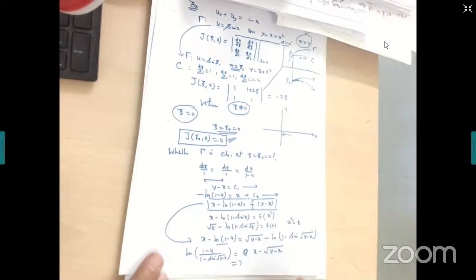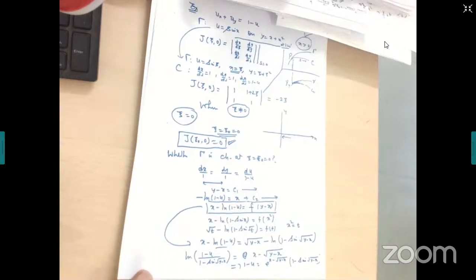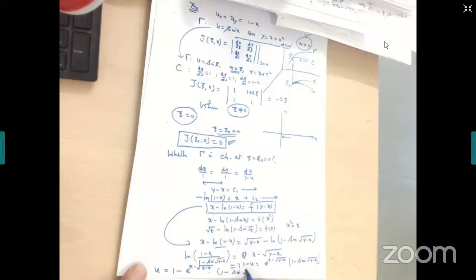So this gives me 1 minus u is equal to, because this function is e to the power this thing, so I can write e to the power x minus square root of y minus x, and this expression, which is the denominator, sine square. So from here I get the form of the solution that u is equal to 1 minus e to the power x minus square root of y minus x, multiplied by this expression 1 minus sine of square root of 1.